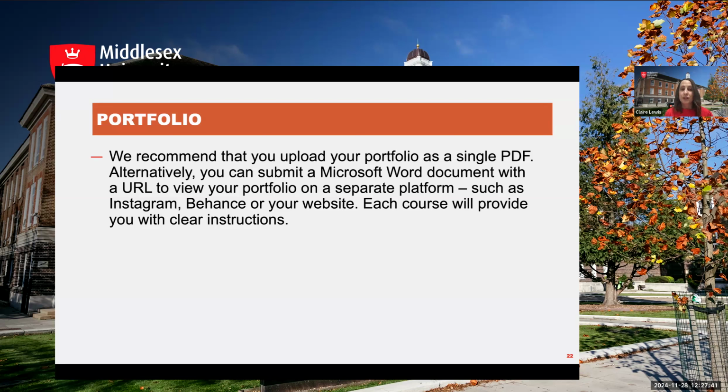So we always recommend that they upload, if possible, their portfolios as a single PDF. So rather than lots of separate pages, a single PDF is really great. But equally, if they've got a website, for example, Behance or an Instagram handle that they would like to use, all they need to do is copy that link onto a Microsoft Word document, and then they'll just upload the Word document, and that would work absolutely fine as well.